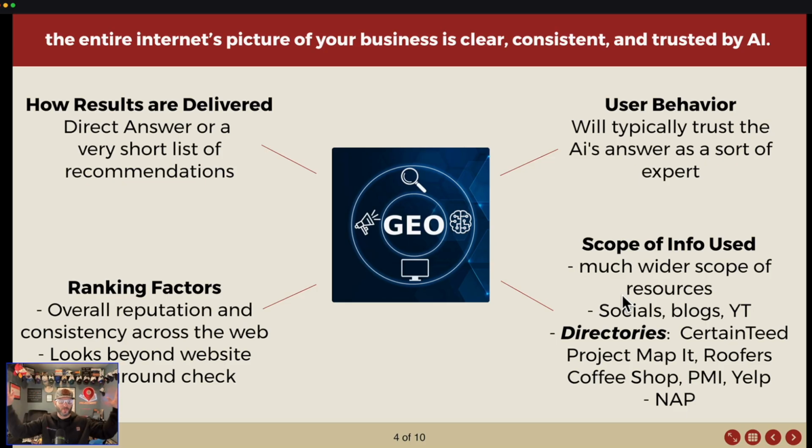It's looking at a much wider scope because, again, AI can search the entire World Wide Web in seconds and give you an answer based on anything that the World Wide Web is telling you. It could be social media platforms. It could be blogs. It could be a YouTube page. It could be directories. And we've already spoken about some of these directories. CertainTeed Project Map It is a directory sort of in its own right. We have a landing page. You can't go in there and search for roofing companies or electrical companies in a certain area. We're not a directory in that sense, but everyone that is a Project Map It user has a public profile page.